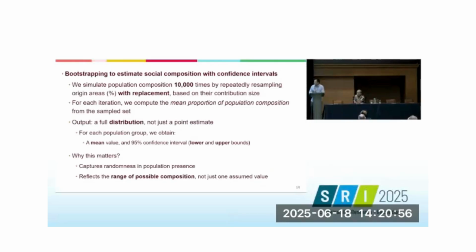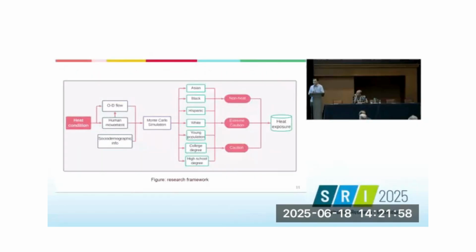We do that process and then compute the mean proportion of the population composition from each sample set, and we get a full distribution of these numbers. It's not just a point estimate like in the ambient population-based method. After this process, we get a mean value based on the distribution and also a confidence interval. Why is this method important? Because it captures the randomness in population presence, and it reflects the range of possible compositions, not just an assumed value. This is the general idea of the simulation method to estimate the social composition based on human movement. We use this method for a case study in the Greater Austin area.